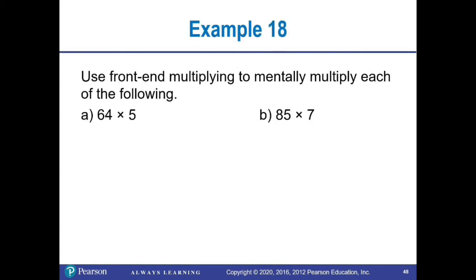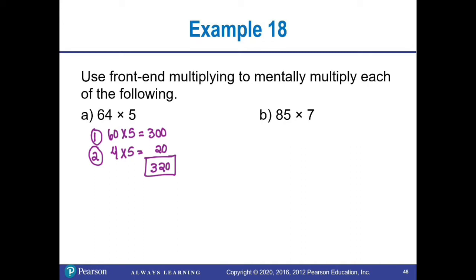So for 64 times 5, first I multiply 60 times 5, which is 300. And then I multiply 4 times 5 is 20, and we get 320. Now these steps would be done in your head. However, on a show work question on a quiz, you will have to show these two steps.